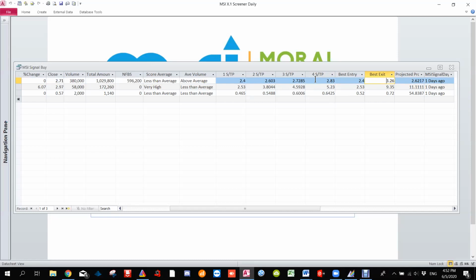So it doesn't stop at 4 STP only. It could go until the best exit of 3.26. So you now have an idea of what your play is. So I will buy at 2.72, then wait to see if it holds above 2.83. If not, I will sell. Otherwise, if it holds there, I can wait until I reach 3.26.